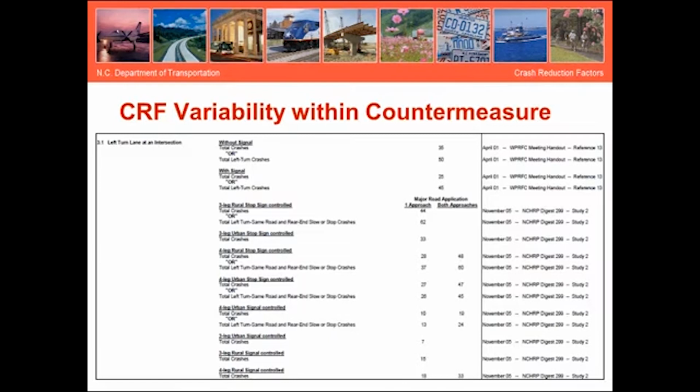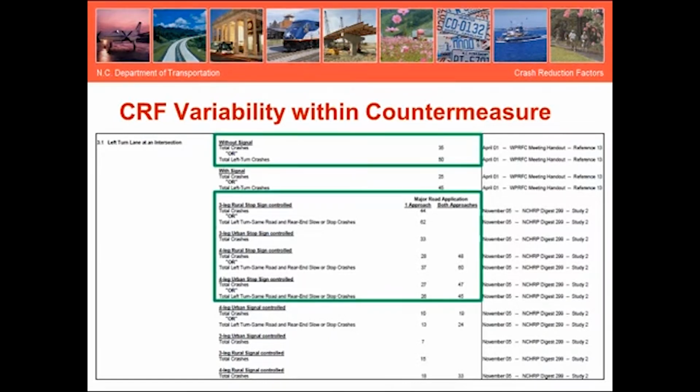CRF variability within countermeasures. I think Daniel kind of hit on this earlier. Let's say we wanted to install a left turn lane at an intersection. You have a value for without signal, total crashes or total left turn crashes. That is the value we used for a long time. We basically put this on the sheet in April of 2001. It was from a particular handout that we used, and we referenced that at the back of our list.